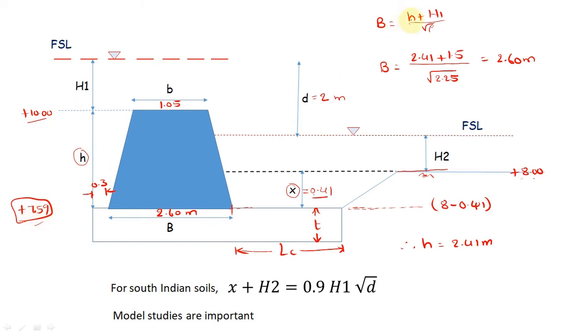So it is 2.41, plus h1 is 1.5, the depth of flow. So under root 2.25, I am taking it as masonry. So the specific gravity of the masonry is 2.25. So the bed width I got here is 2.6 meters. Top width is 1.05, bottom width is 2.60, and height is 2.41.